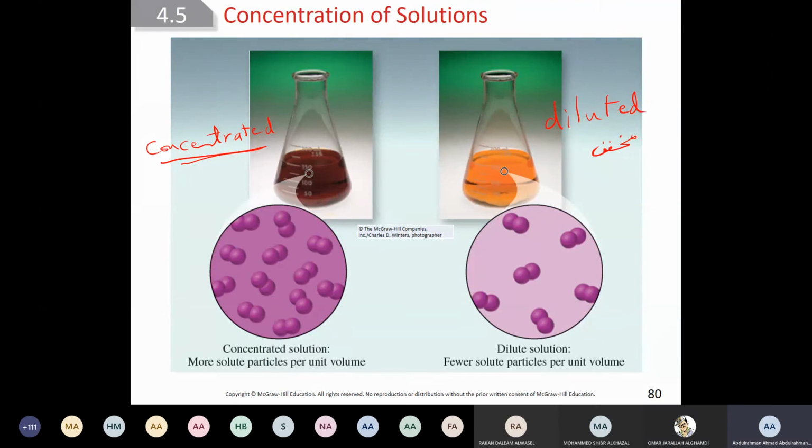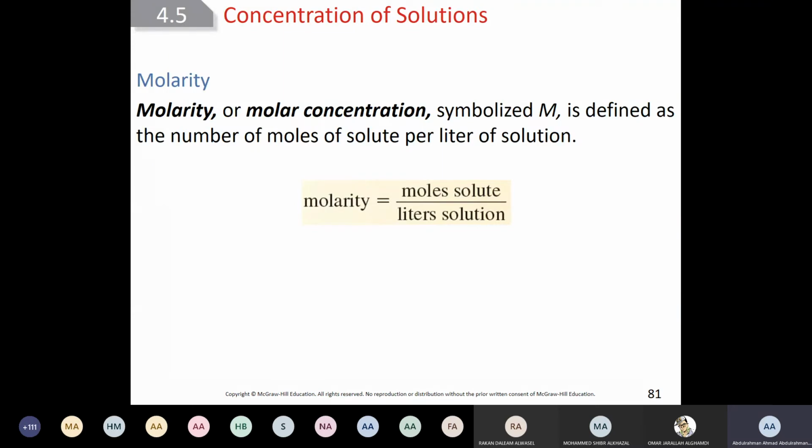What's the meaning of concentrated in Arabic? مركز. And this is مخفف. I want you to memorize the words concentrated and diluted. How can we make something concentrated, diluted? By adding water. Exactly. Add pure water. Clear? Good.